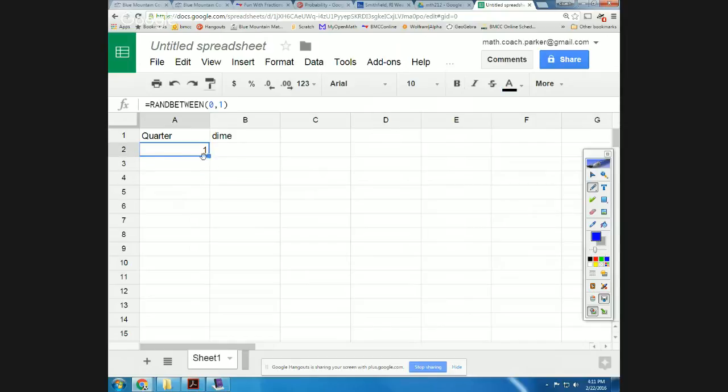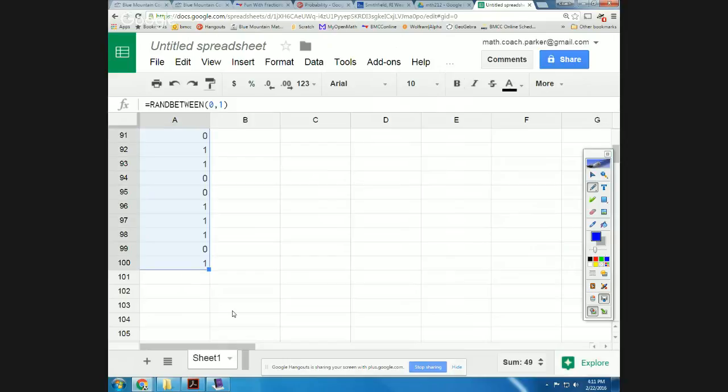So I run it, and then I can fill it down. And so I just flipped that quarter. Let's flip it 100 times. So this is going to be 100 flips. And it's supposed to be just as likely to get a 0 as a 1. Oops, one more time. It reshuffles them each time, which is kind of a pain. Cool thing, I can just fill that formula over, and it'll also flip the nickel, dime.